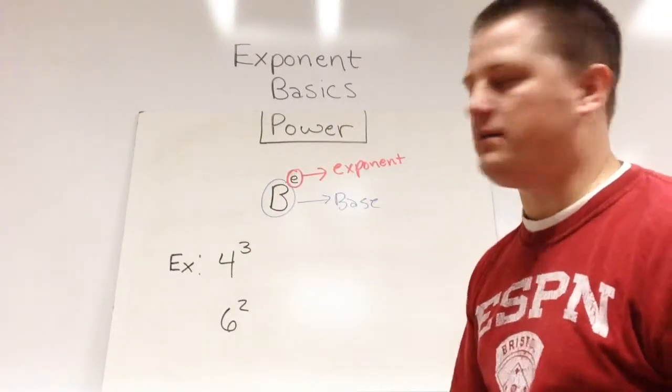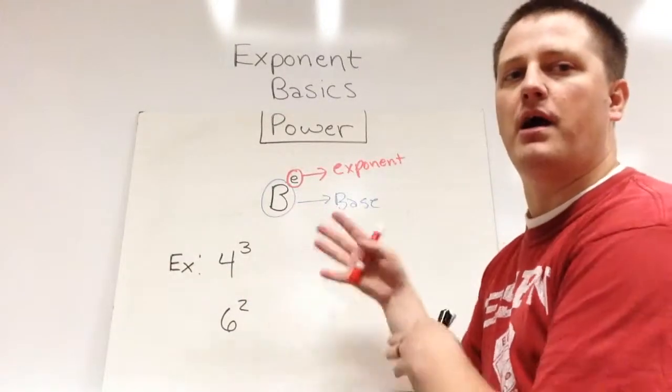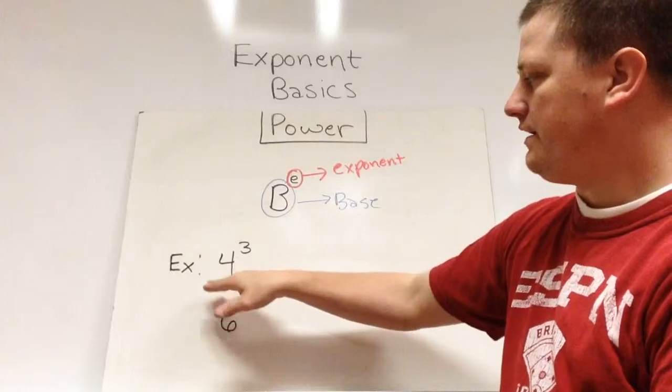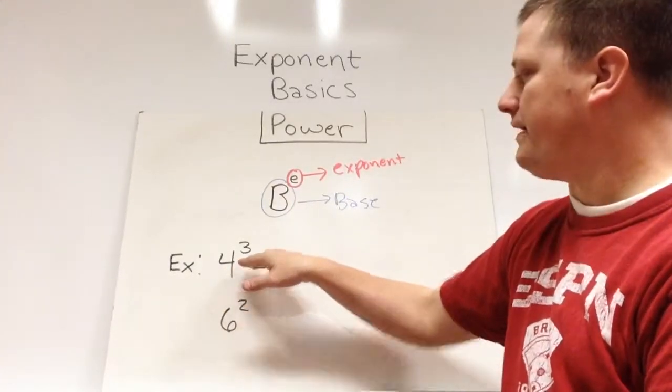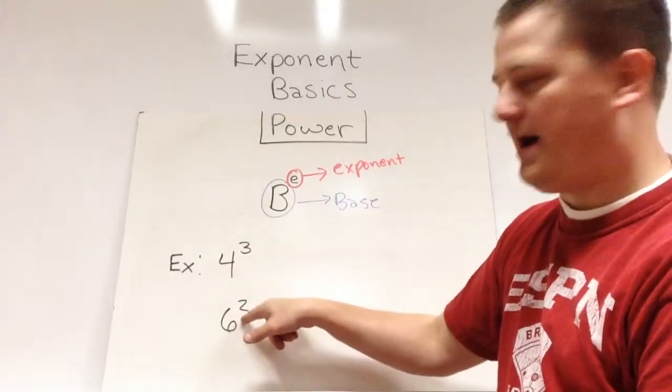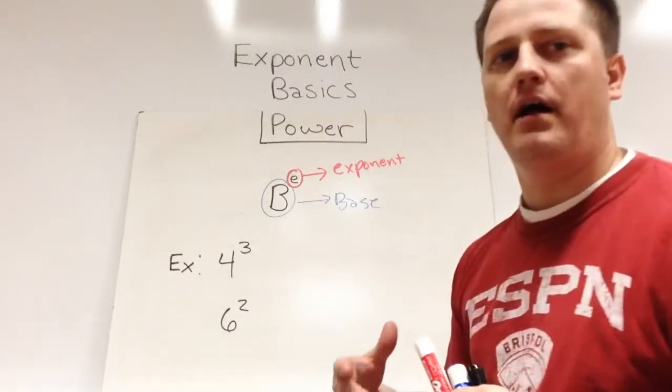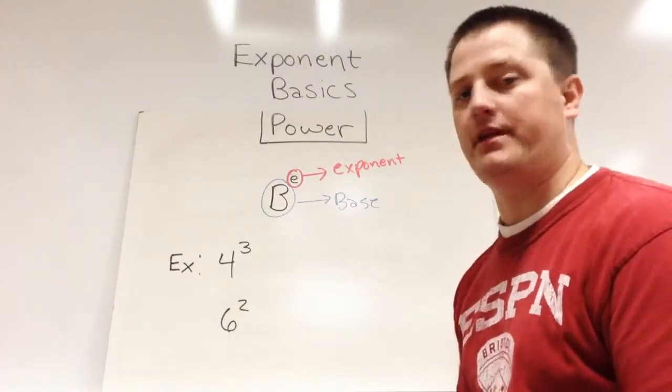And that's how you say it. You say the base to the power of, and then whatever the E is. So this one is 4 to the power of 3. This is 6 to the power of 2. Now what we need to do is look at how we do the math for this.